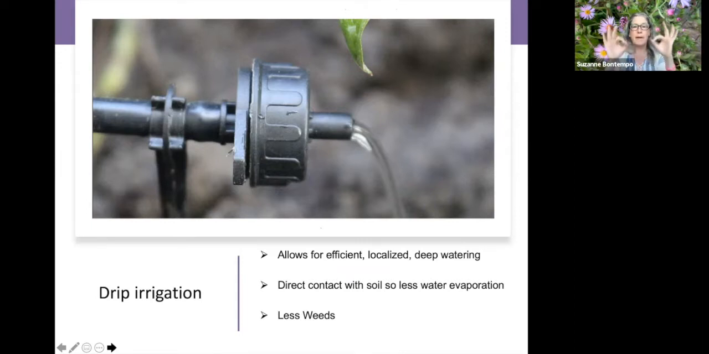But above all, it's going to reduce weeds. And the reason why is because we're only watering the targeted plants that we want to water. The other areas of the garden are not getting watered. They're going to stay dry. So it's going to be less likely that weeds are going to thrive in those areas. So we're going to see less weeds around our garden. Isn't that cool?